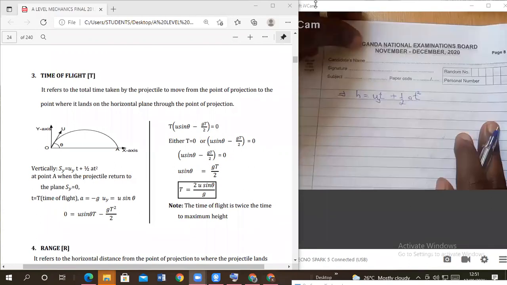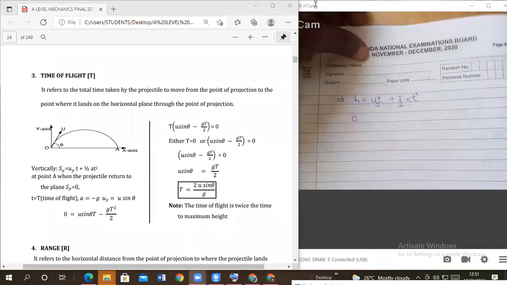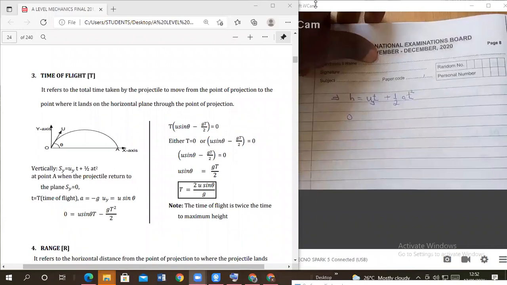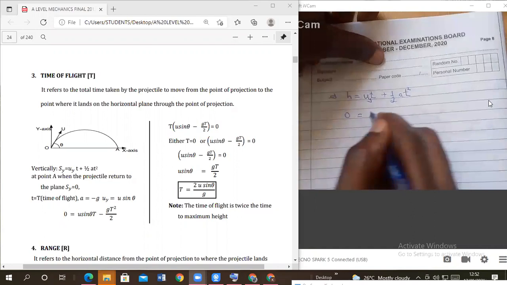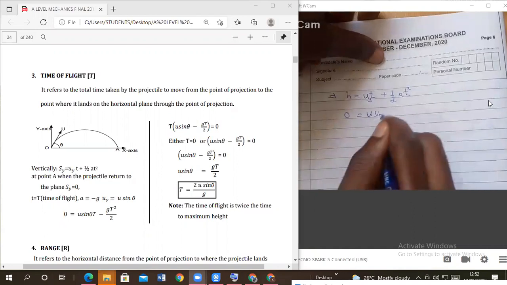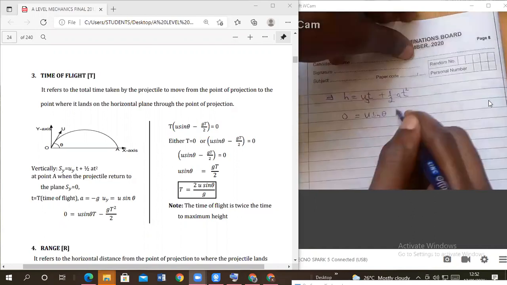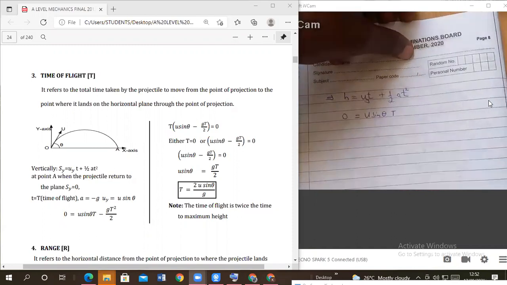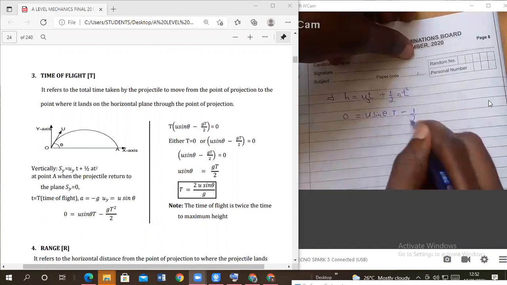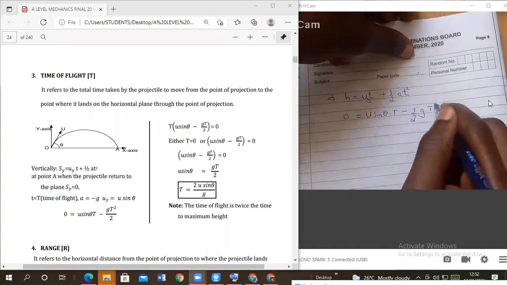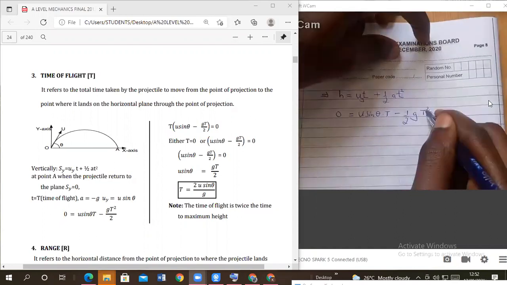So let's substitute. So it implies now our h equals u_y t plus a half a t squared. Now we shall have our h, which is 0, equals to, what is our u_y? Our u_y is u sine theta. Then we said t now will become capital T, minus a half g t squared. Okay?